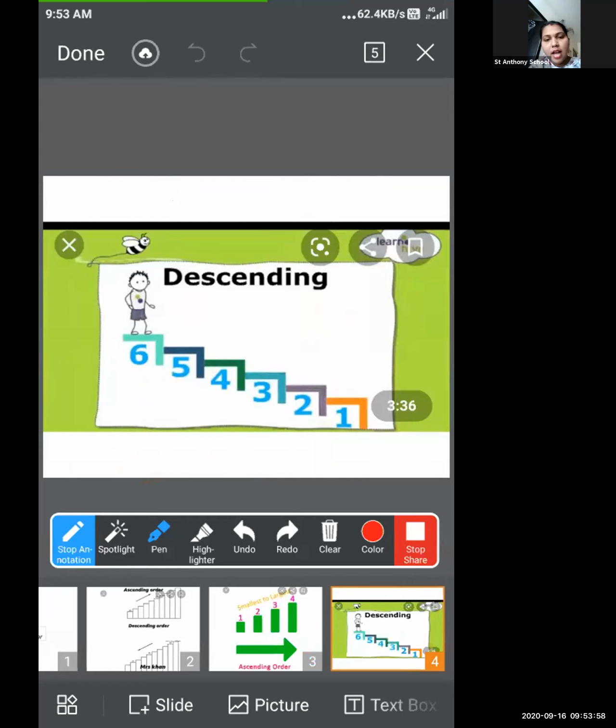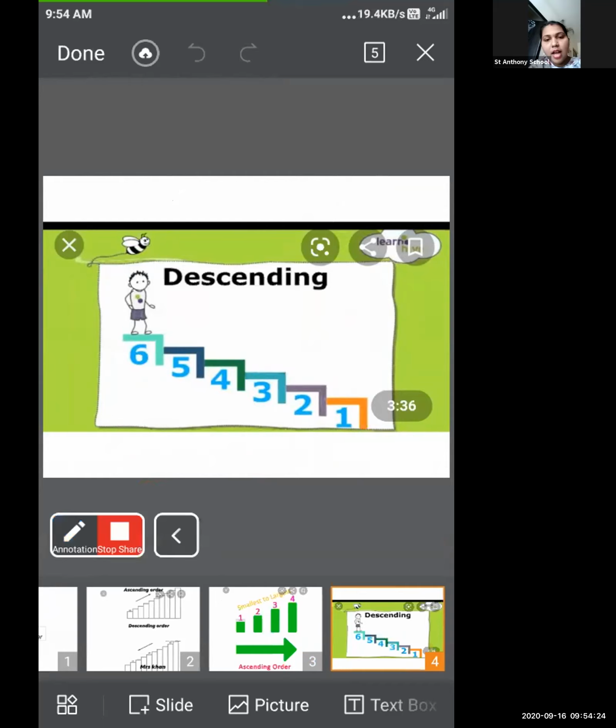And the opposite side of ascending order is descending order. When we write ascending order and then write the same numbers from the opposite side, automatically you will get the descending order. See here.